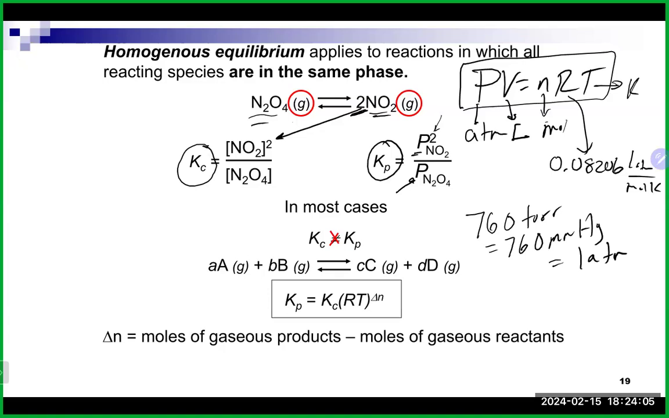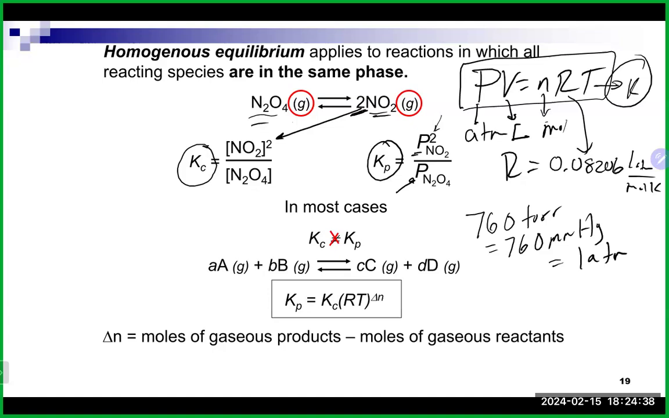The Kp value equals the Kc value times RT to the power delta N, and R is our gas constant right there. It is this version of it. T is obviously our temperature in Kelvin, like normal. Delta N is the change in the number of moles of gases that you have. And that is the moles of the products that are gases minus the moles of the reactants that are gases. And that's really important that you do it that way.